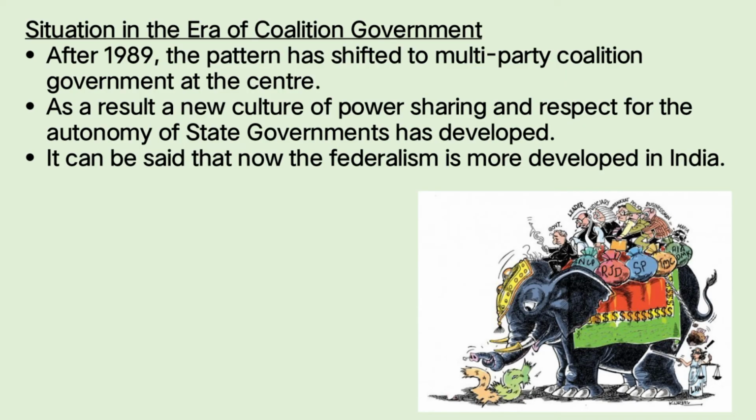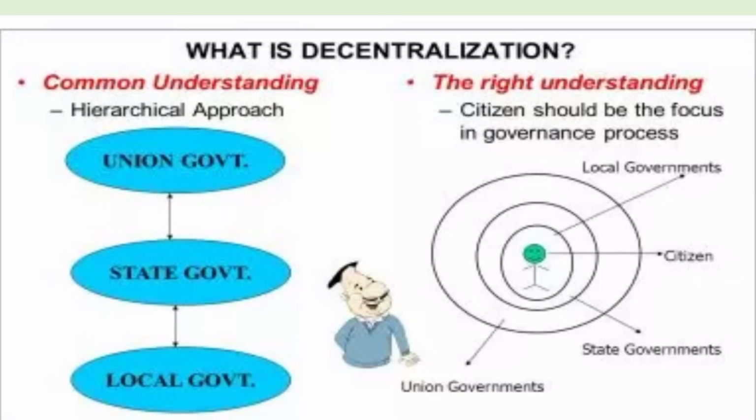The situation in the era of coalition government in 1989: the pattern has shifted to a multi-party system. When no single party was getting the majority, then two or more parties came together, and everybody's common goal is the nation's development. And so one single party cannot have its own rule imposed on others.